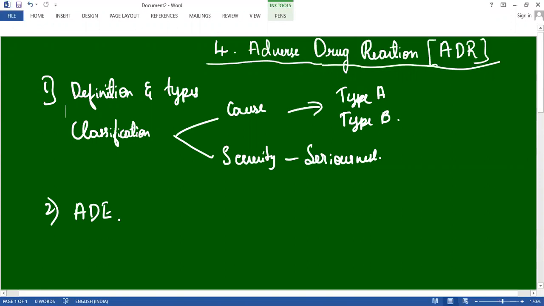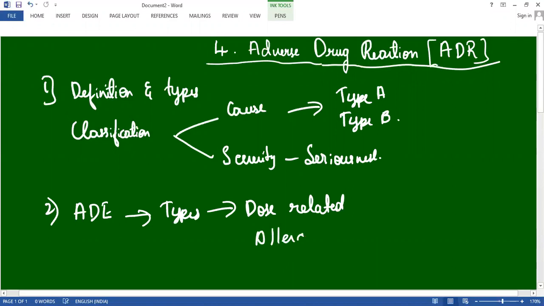Here we are going to discuss the types of the effects. The types come under dose related issues, allergic issues, and the last concept, idiosyncratic issues. Yeah, these three issues we'll be discussing.